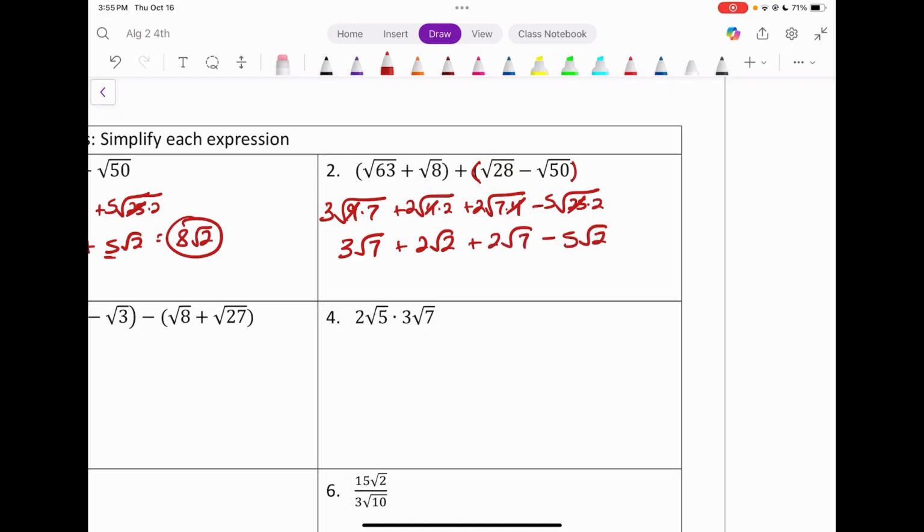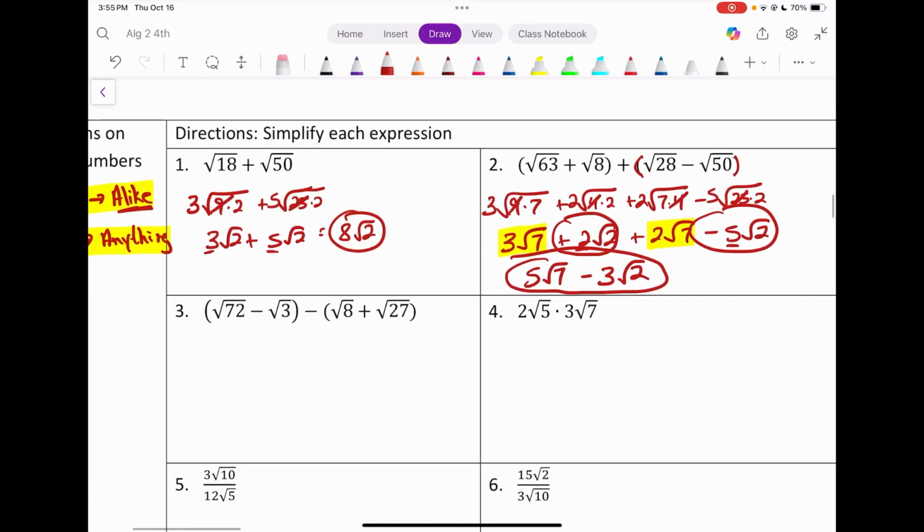You can only add or subtract things that are alike. 3 root 7 and 2 root 7 are alike. So when we add them, 3 and 2 gives me 5. They stay alike. Leave the root 7 alone. 2 root 2 minus 5 root 2. Again, we're only worried about the coefficients, the numbers out front. 2 minus 5 is negative 3. Leave the root 2 alone. Those will not combine.